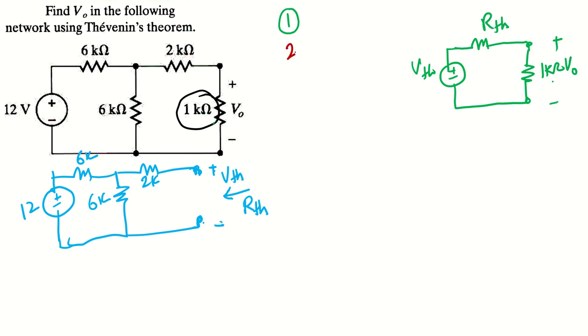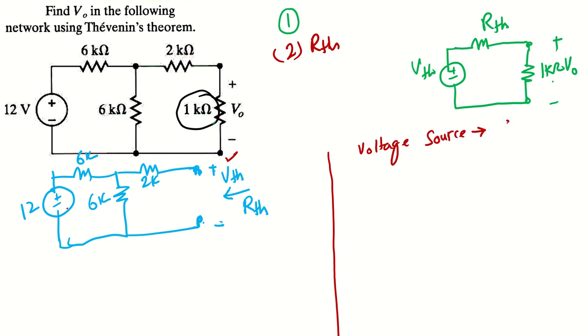Now the second step is, let's calculate the Thevenin resistance. To get the Thevenin resistance, we need to put focus on this circuit, and we will remove any source in our circuit. If we have a voltage source, we will make it short circuit. If we have a current source, we will make it open circuit. Remember, this is to calculate the equivalent resistance.